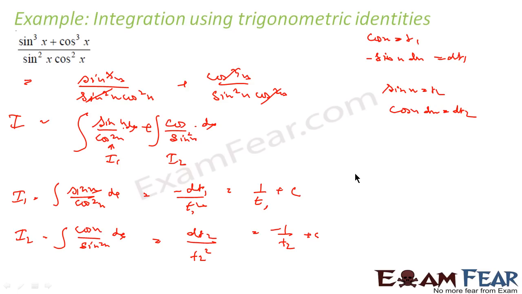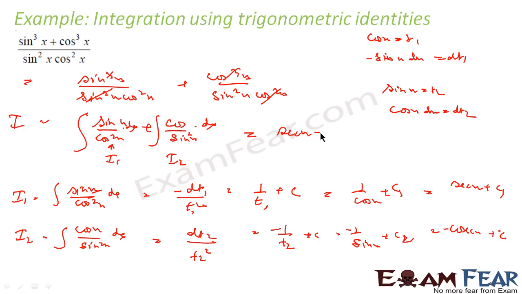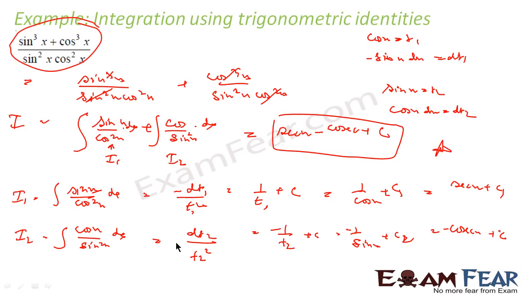So if you add these two, I is nothing but 1 by t1, which is nothing but 1 by cos x here, and 1 by t2 is nothing but 1 by sin x. Right? 1 by cos x is nothing but sec x, and 1 by sin x is cosec x. So it is minus here. So if you add these two, I is equal to I1 plus I2, I1 was sec x and I2 is minus cosec x, plus some constant. That is the value. So we just converted this into an easier form, so that we can integrate easily just by using trigonometric formulas.